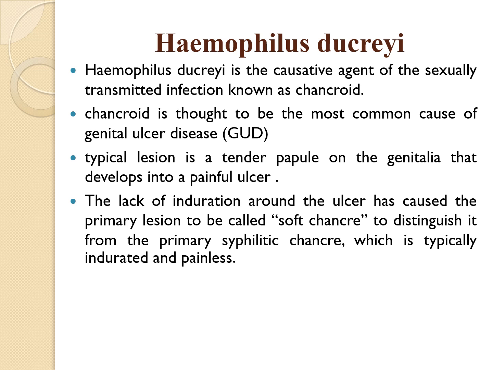Haemophilus ducreyi is a causative agent of a sexually transmitted disease called chancroid, which is a painful ulcer. A typical lesion is a tender papule on the genitalia. It lacks induration around the ulcer, for which reason it is called soft chancre, to distinguish it from the primary syphilitic chancre, which is typically characterized by an indurated and painless lesion in case of syphilis.